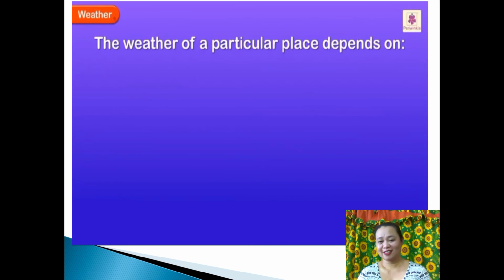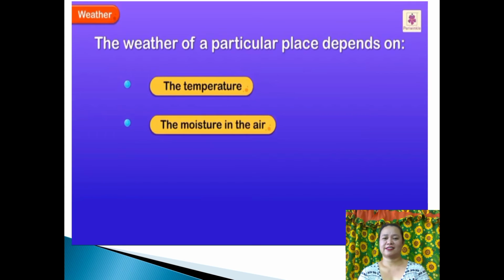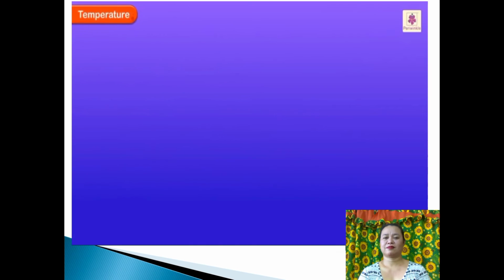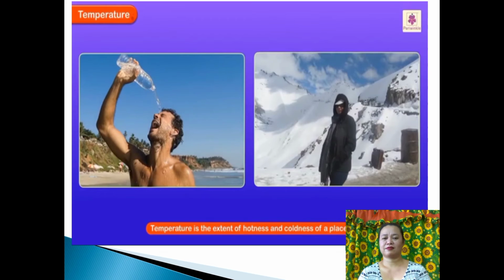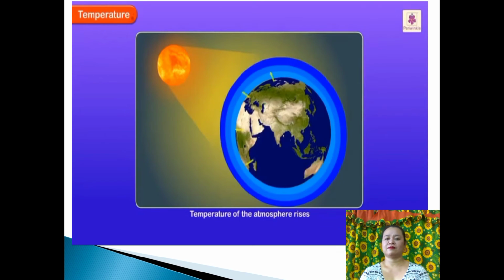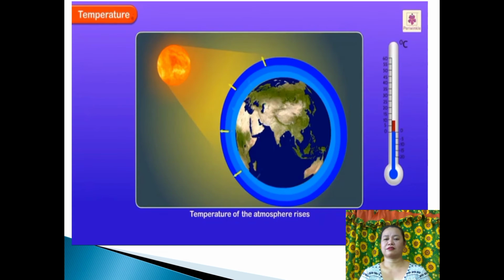The weather of a particular place depends on the temperature, the moisture in the air, the pressure of air, the movement of air or wind. Temperature. Temperature is the extent of hotness and coldness of a place. The earth gets heated by the sun. As the sunlight reaches the earth, the land and the seas heat up and warm the atmosphere. This warming up of the atmosphere raises the temperature.